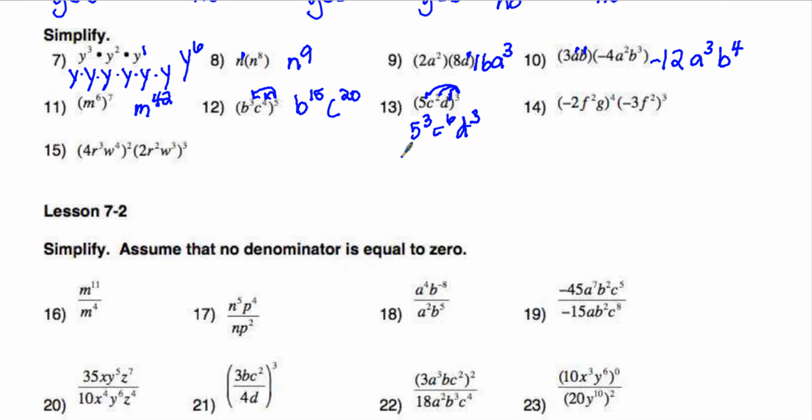So we get 125. That's 5 to the 3rd. No, that's not. Yes, that is. 5 to the 3rd, c to the 6th, and d to the 3rd. That's your answer for that one.